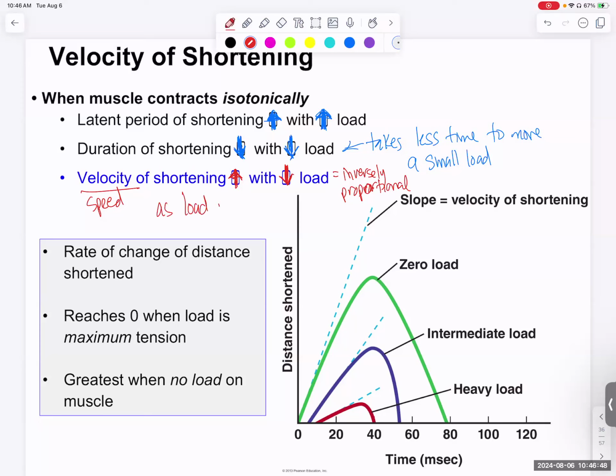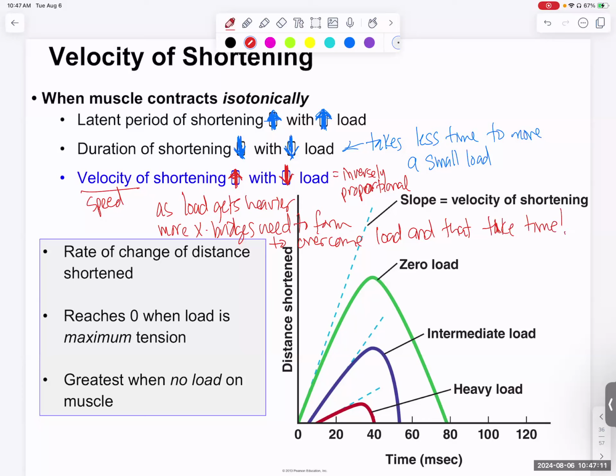As load gets heavier, more cross bridges need to form to overcome load, and that takes time. So when we say the velocity is inversely proportional, that means small loads can move quickly. Large loads move slowly. So time and velocity are inversely proportional. As one goes up, the other goes down.